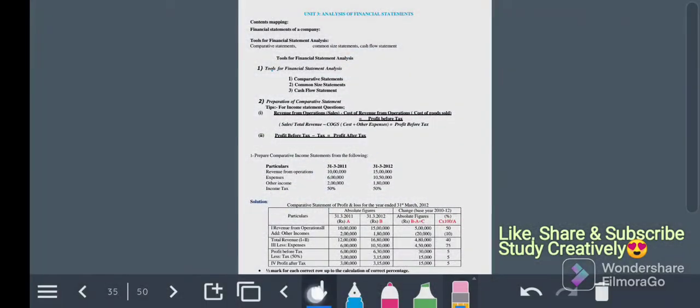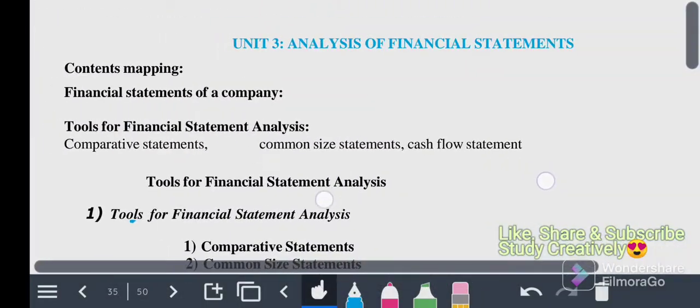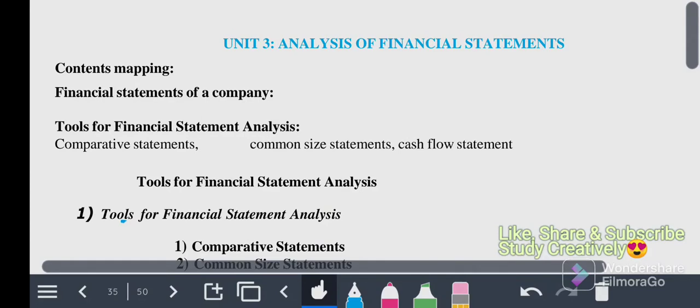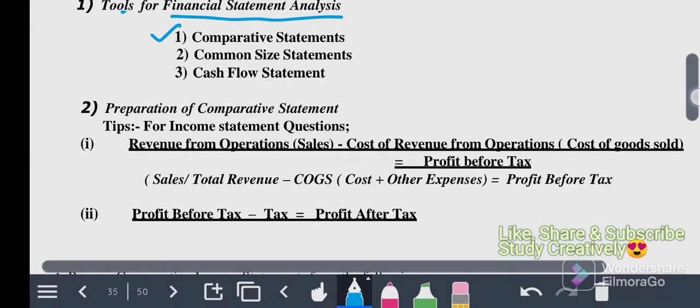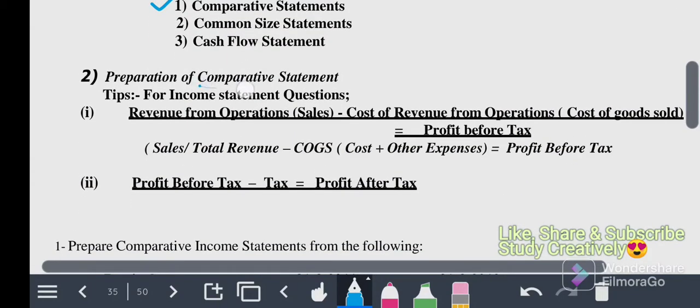Okay, so here we go. To understand this unit, where we are analyzing financial statements, we are going to see the three most important tools for financial statement analysis. The first one is the comparative statement, the second is the common size statement, and the third is the cash flow statement. Firstly, we are going to look at how to prepare a comparative statement.